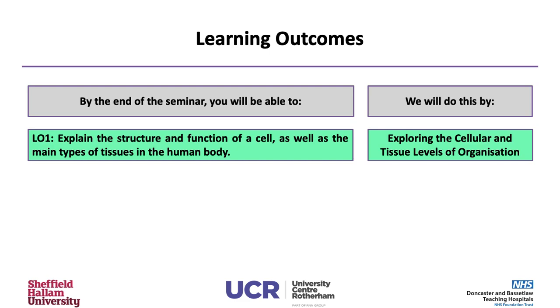So the main outcomes for today are to explain the structure and function of a cell, as well as the main types of tissues within the body. And by collectively doing that, we should start to gain a good understanding of the cellular and tissue levels of organisation.